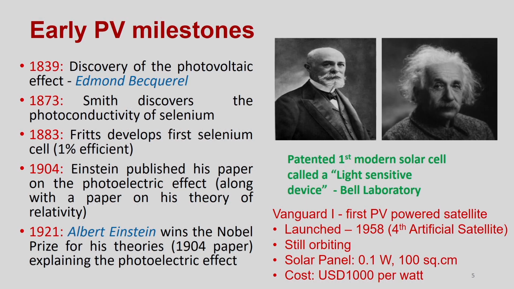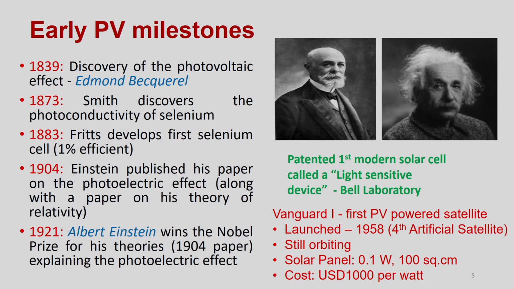In 1904, Einstein published his first paper on the photoelectric effect, along with a paper on his theory of relativity. In 1921, Albert Einstein won the Nobel Prize for his theories explaining the photoelectric effect. And the first patent was filed in the 1950s from Bell Laboratory, and that was known as light sensitive devices, which is nothing but modern solar cells.